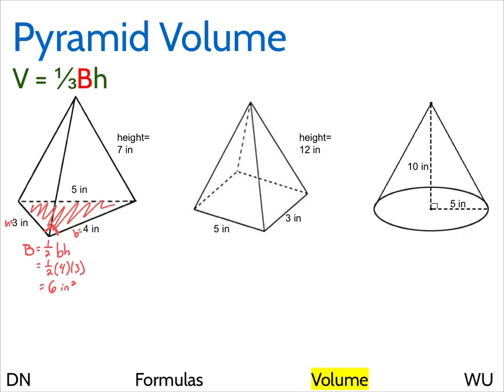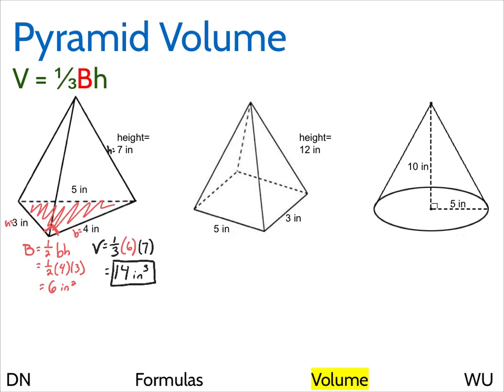Okay? The volume of this, we need to do 1/3 times that 6 times the height of the prism, which is 7. And when you multiply all this out, you end up getting 14 cubic inches.